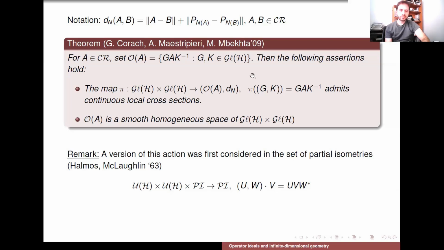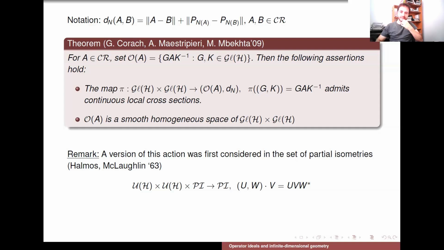So they prove the following. The map pi here, induced by the action, turns out to have continuous local cross sections. But an important fact here is that they put in the orbits the topology given by this distance, dn. There is also an analogous version of this result with a distance between the projections onto the ranges.